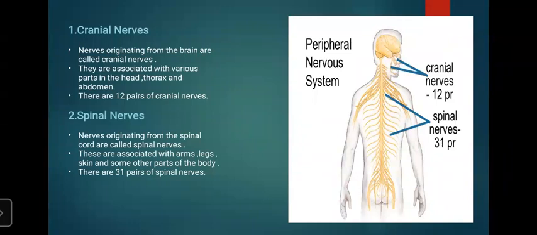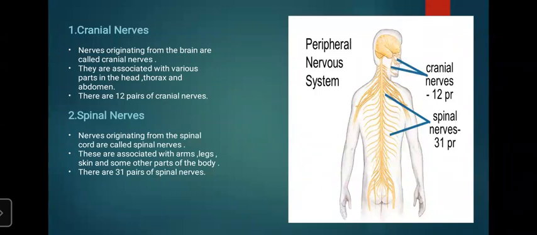You can easily see in the picture the topmost nearby the brain, the cranial nerves are present, which are of 12 pairs. Okay, and now spinal nerves originating from the spinal cord are called spinal nerves. These are associated with arms, legs, skin and some other parts of the body. And there are 31 pairs of spinal nerves. You can see in the picture it is 31 nerves.